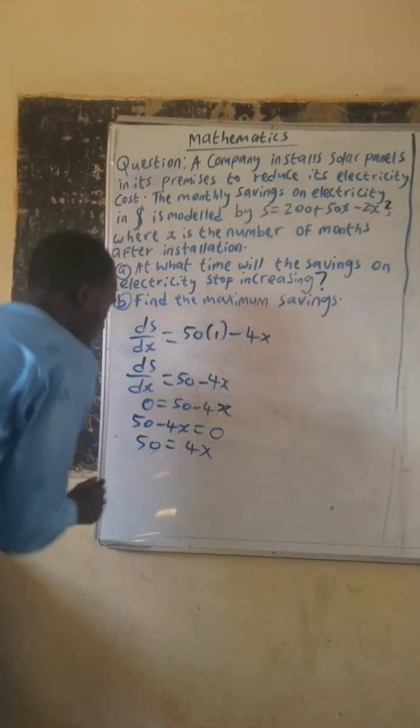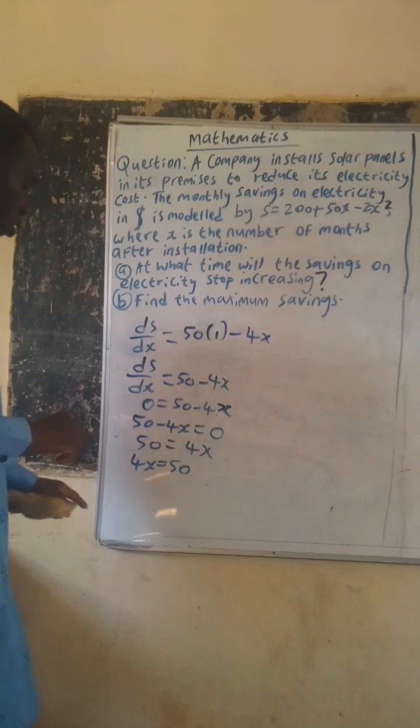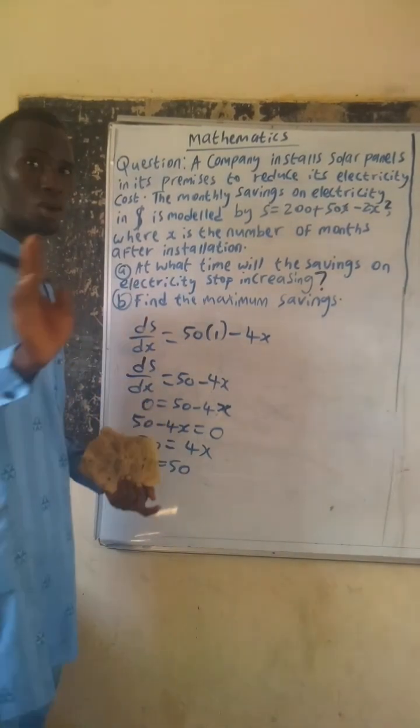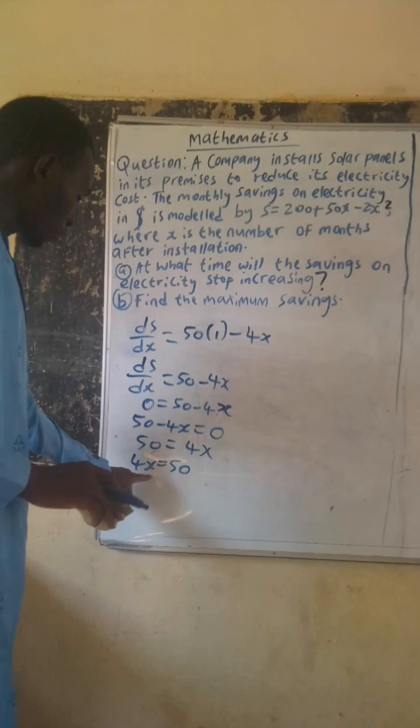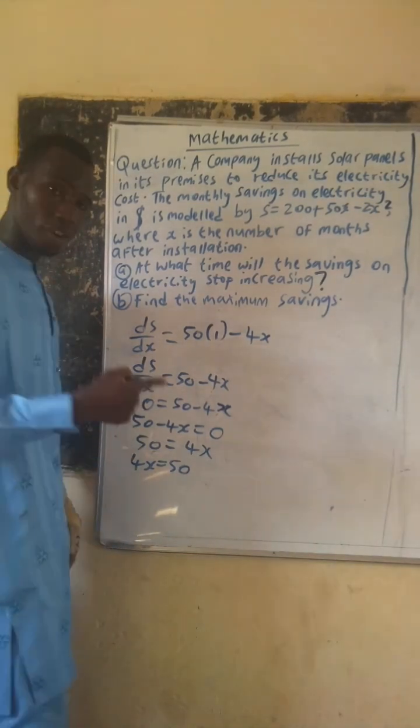Now, this one is the same thing as 4x equals to 50. Are you getting me now? I just changed it the other way around. It did not cross the equal sign. So now we want to find the value of x. But before we find the value of x, how can we find the value of x?